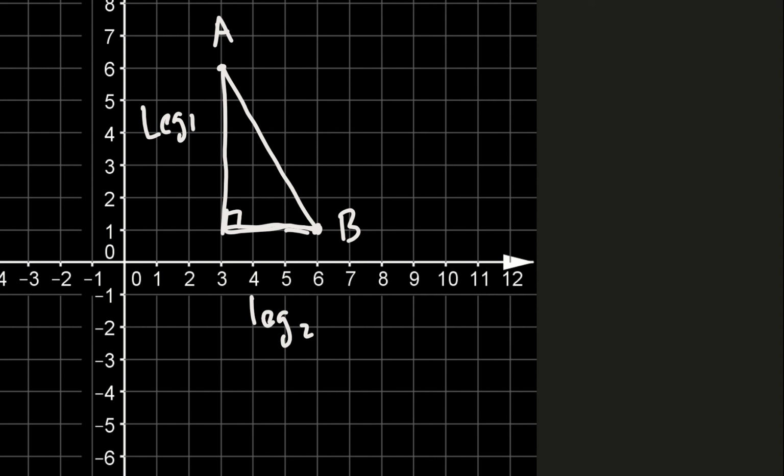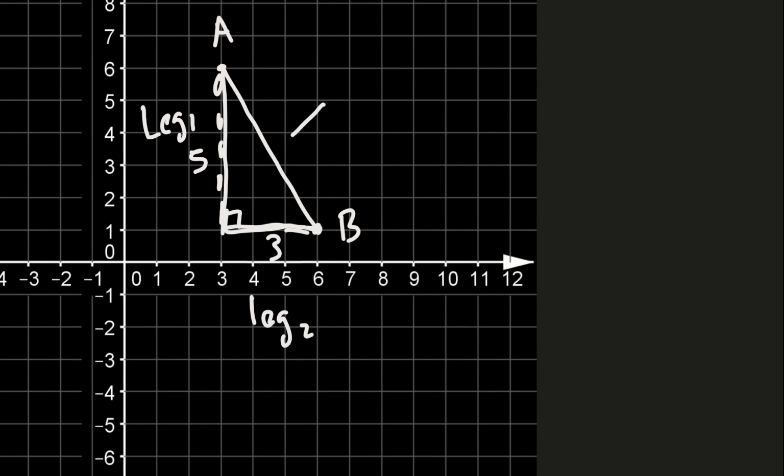Leg 1 has a length of 5 units. I can see that just by counting, right? It's 1, 2, 3, 4, 5. Or I could take 6 minus 1 and I get 5. Leg 2 has x values that range from 3 to 6. 6 minus 3 is 3, so leg 2 is 3.